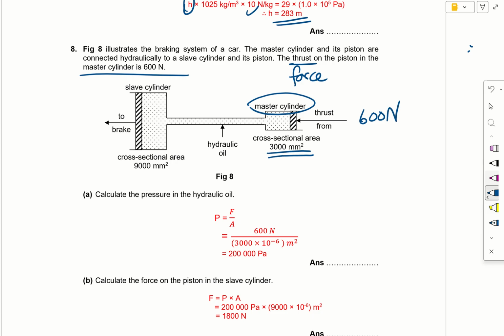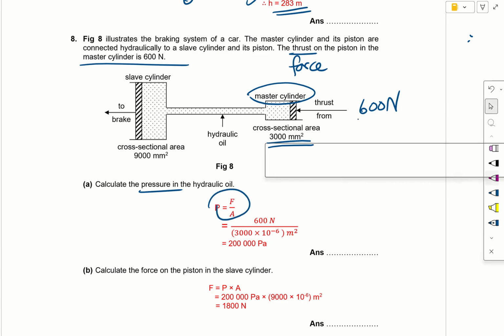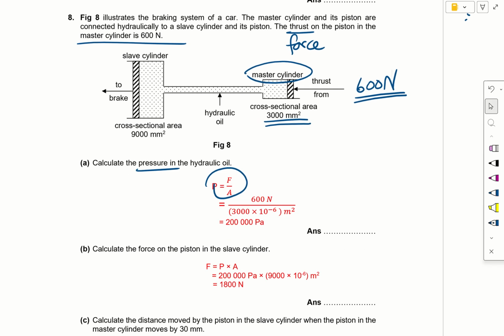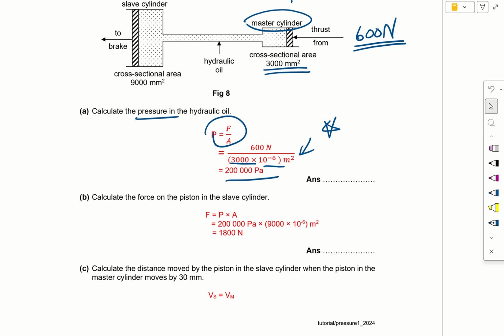So again, this is not in SI unit. So we have to calculate the pressure in the hydraulic press. We use pressure equals to force over area. Now the force exerted on the master cylinder is 600 Newton. The area is 3000 mm square. Convert to SI unit, important. So you should have 200,000 Pascal. So calculate the force on a piston in a slave cylinder.